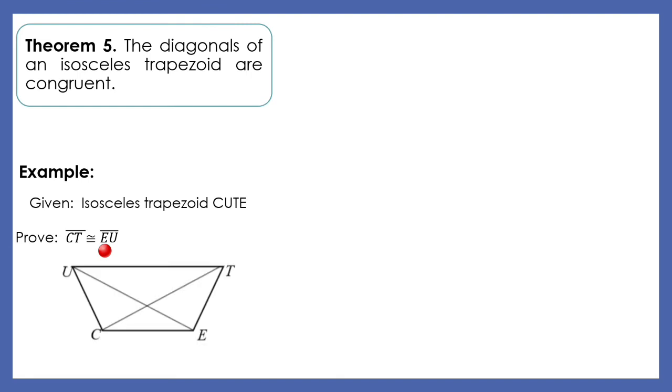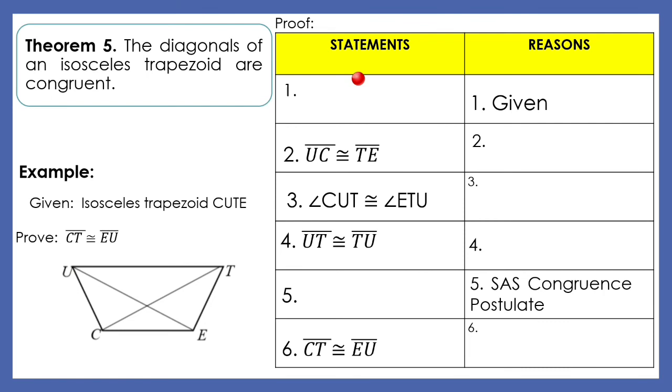This is our figure. So we have isosceles trapezoid CUTE. So, yung line segment CT ay congruent daw sa line segment EU. So, line segment CT and line segment EU are the diagonals of the isosceles trapezoid. Ipoprove natin na they are congruent. Okay, so to prove, we will have the two-column proof.